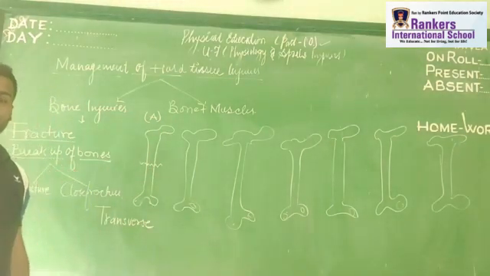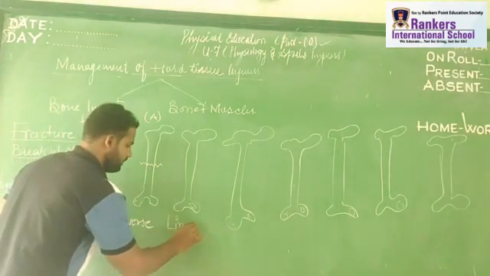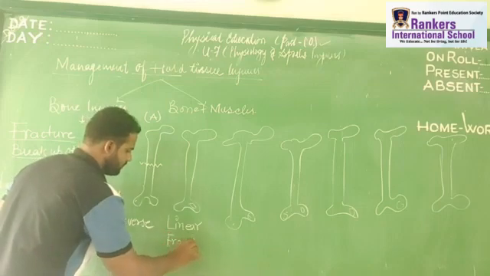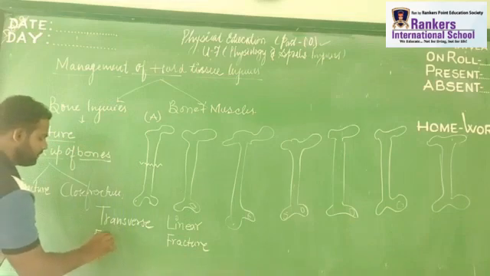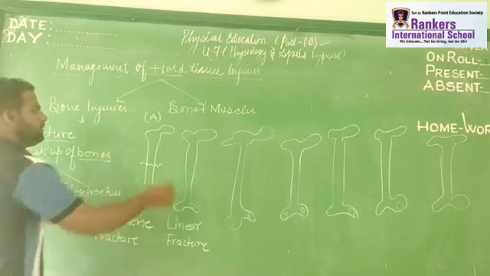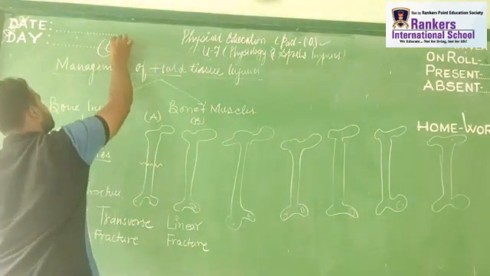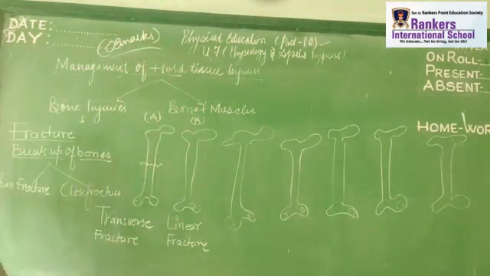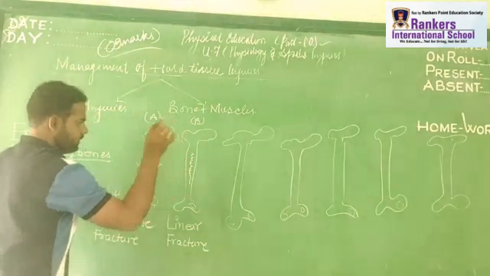Now I'm going to tell you about linear fracture. This was what? Transverse fracture. You can see number 1, V1. This is a 5 marks question, students. Please go through it properly. So linear fracture means like this. This is the linear fracture.